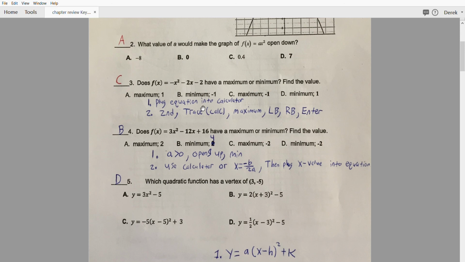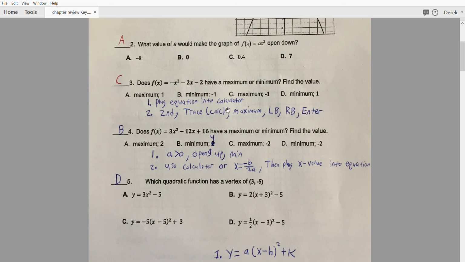That means you just got to use those arrows there to move the cursor to the left of the maximum, and then you're going to hit enter. When it asks for the right bound, you're going to move that cursor in the top right. You're going to move those buttons all the way until that cursor is to the right of the maximum. Hit enter again, and then that will tell you what your maximum is.